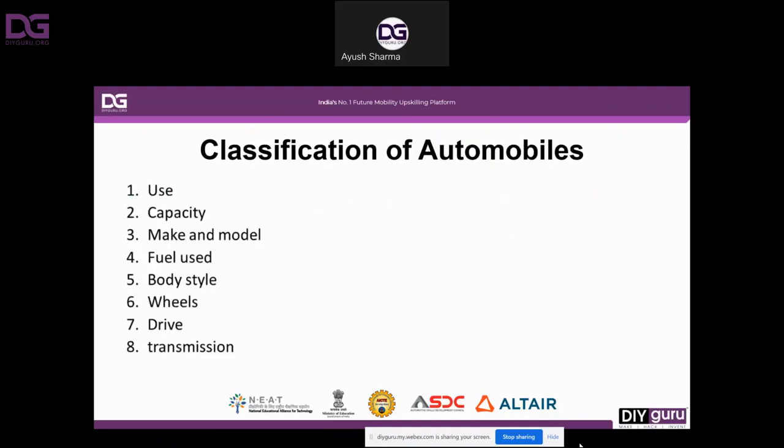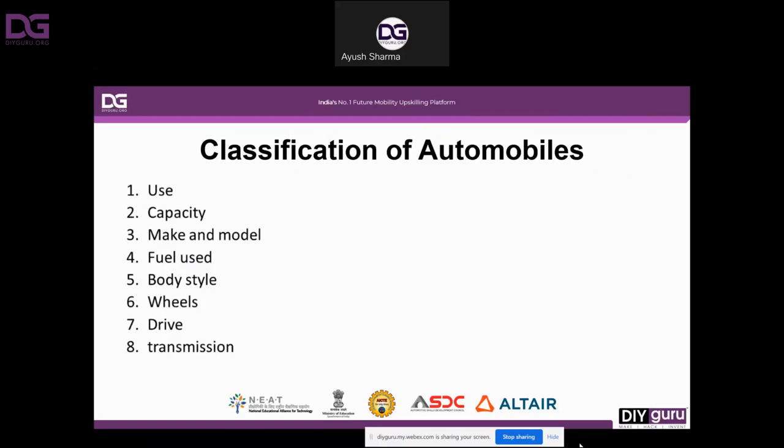Now moving forward, we can classify the automobiles. This classification we can define basically by the use, by the capacity, and by the model which we have for these automobiles. So these are some of the basic terminology by which we can define them.